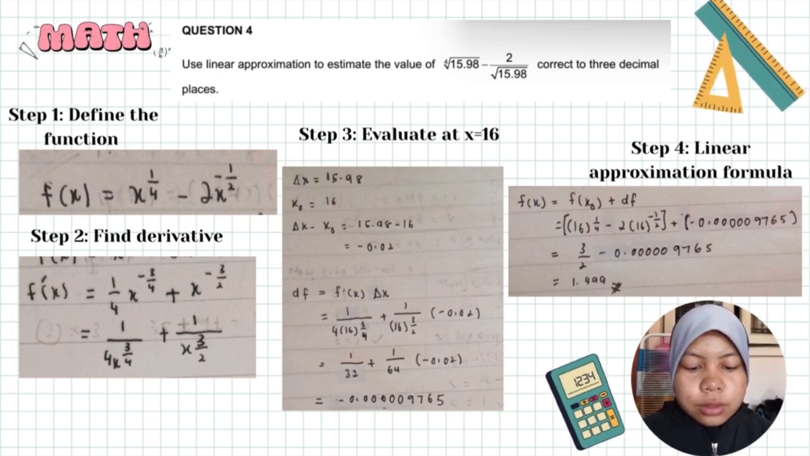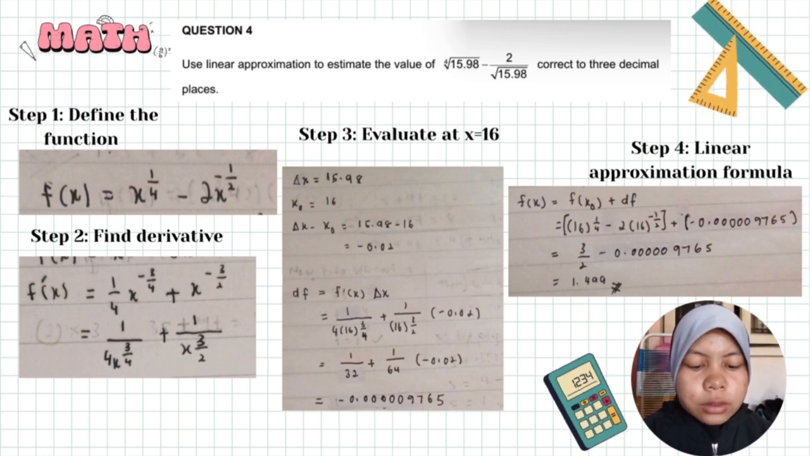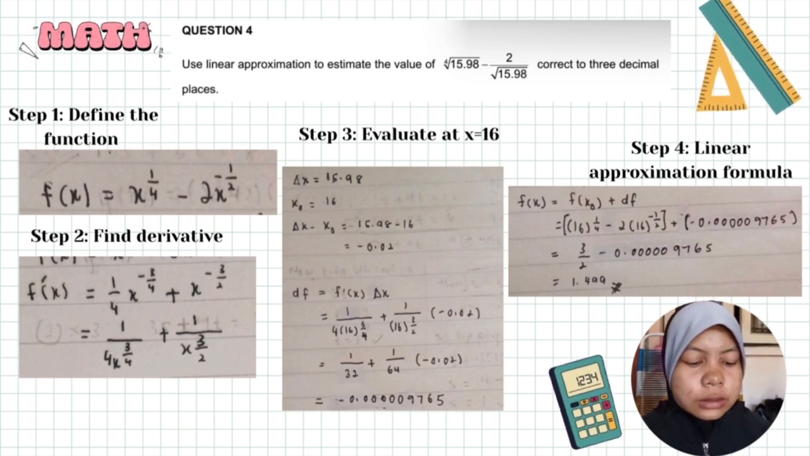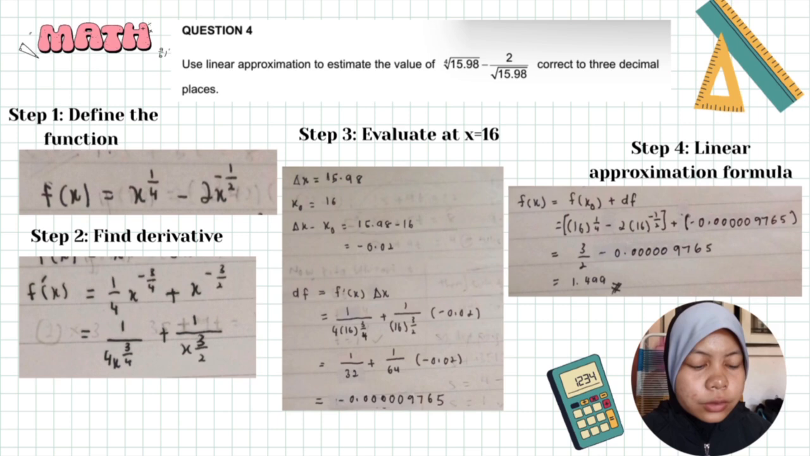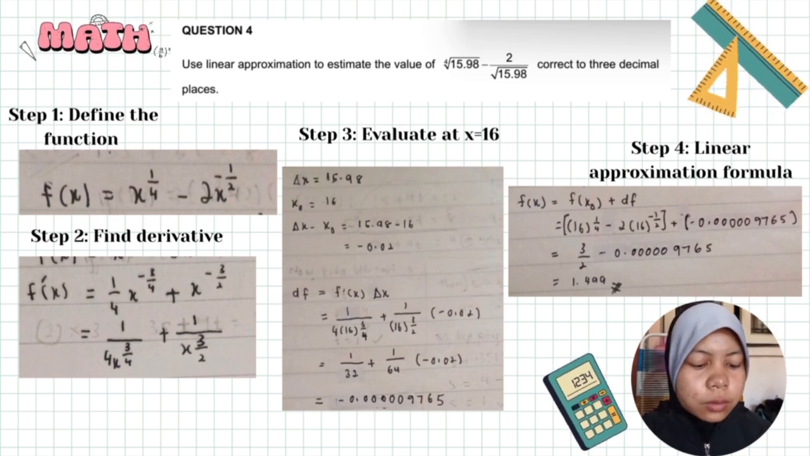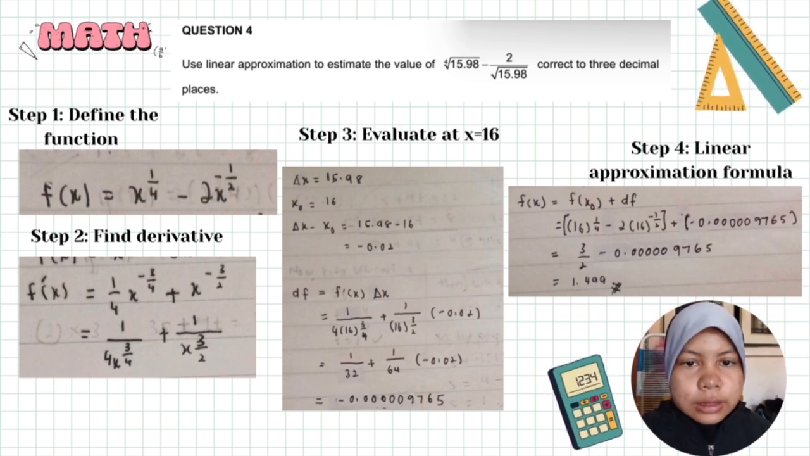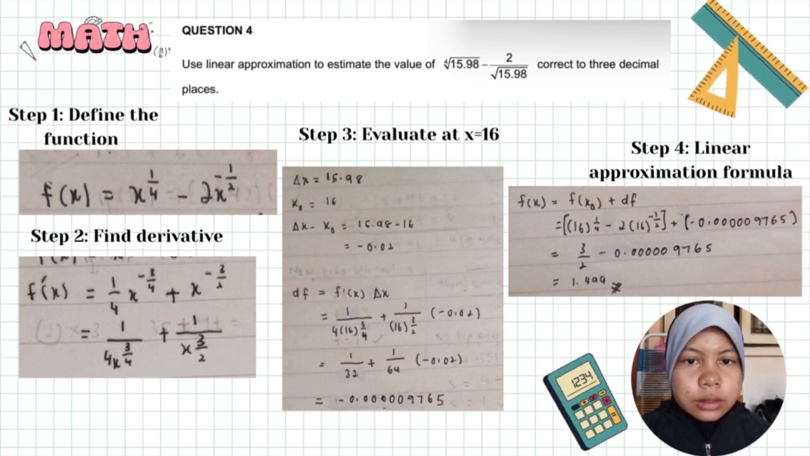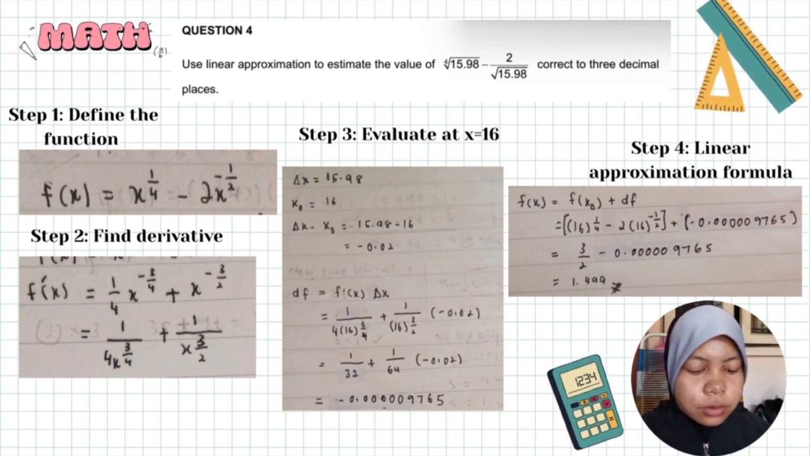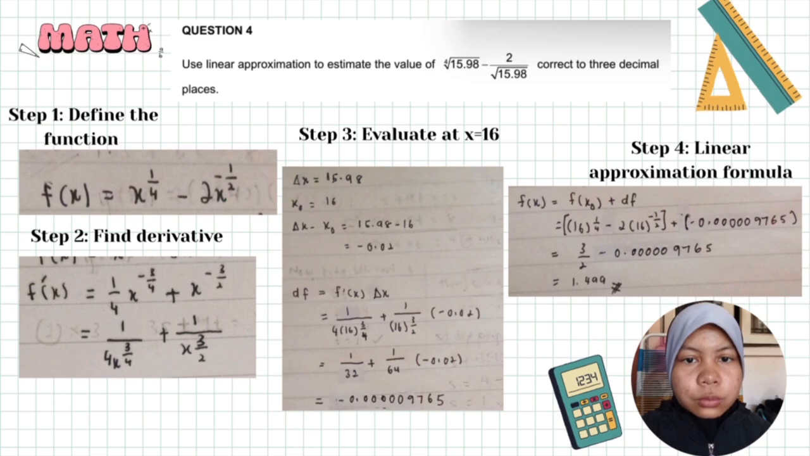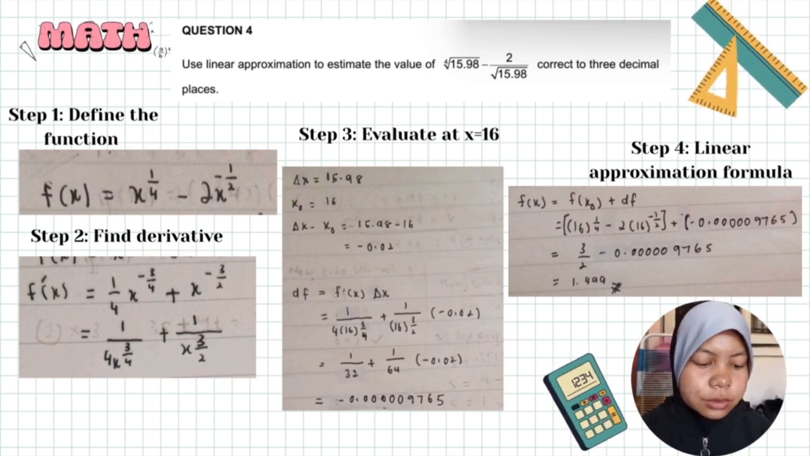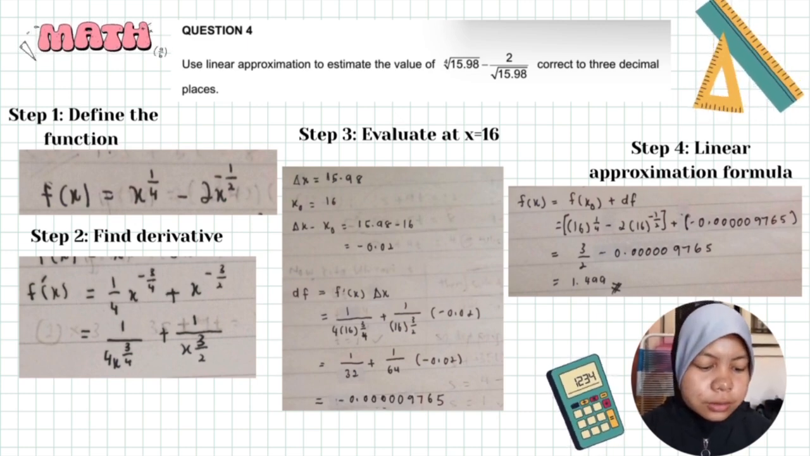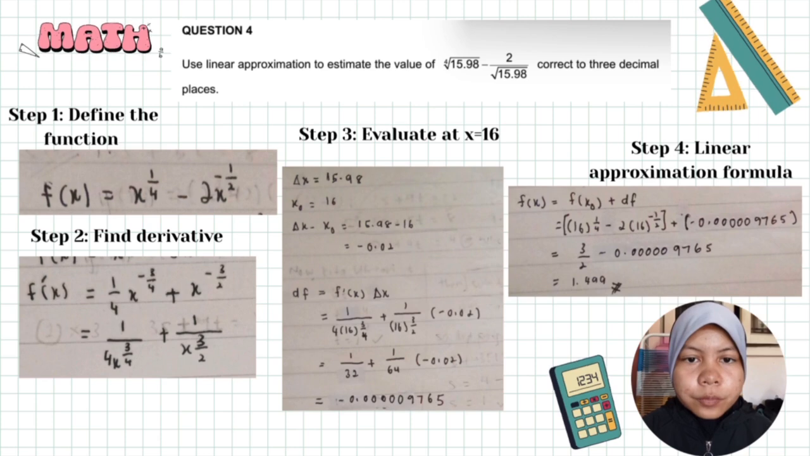For step 3, the question already gives the value 15.98. So we have to choose a value. If we cannot see what value we should choose, we can draw a real number line. So here I choose 16, and after that we subtract them, the given value minus the chosen value, so we get negative 0.02.